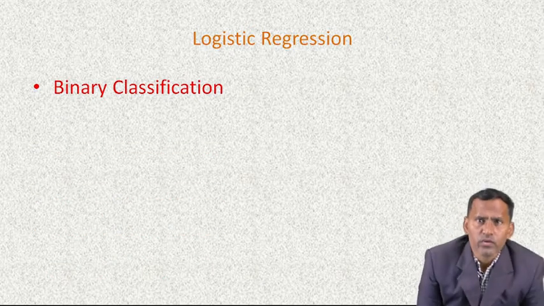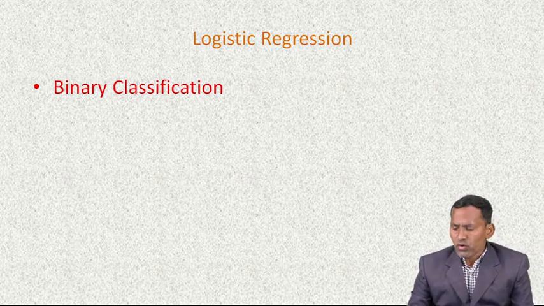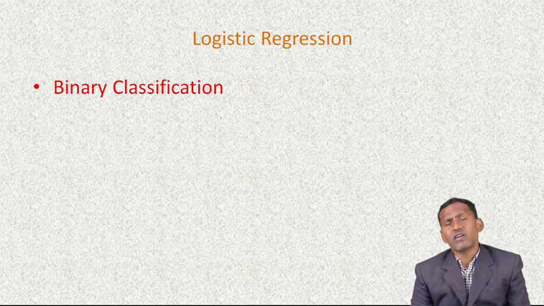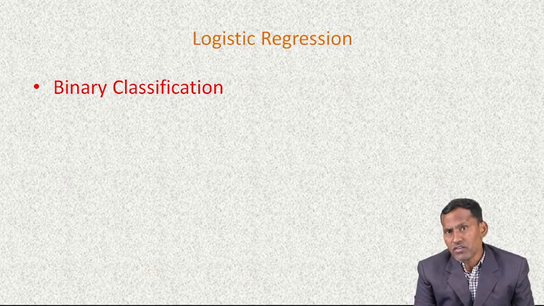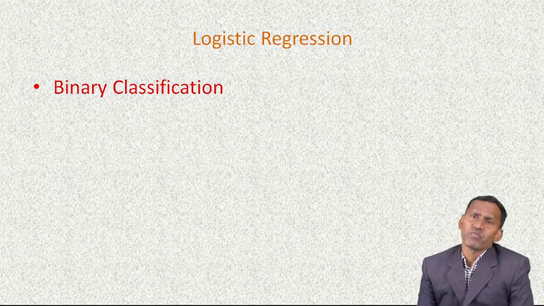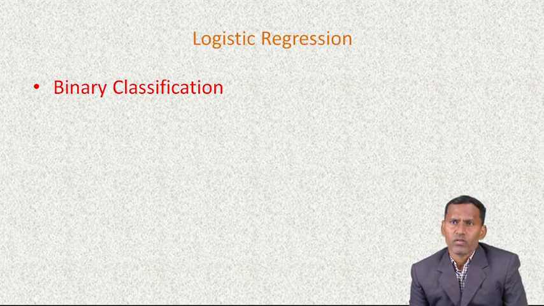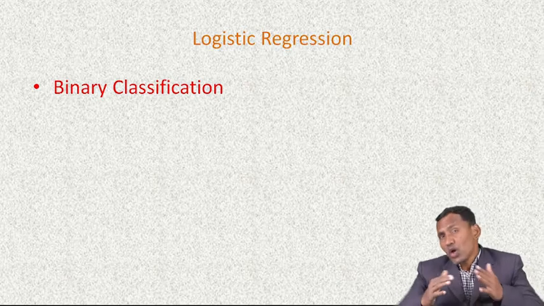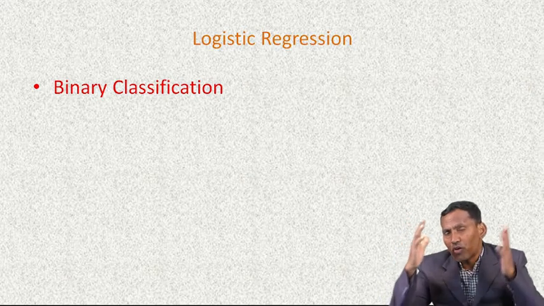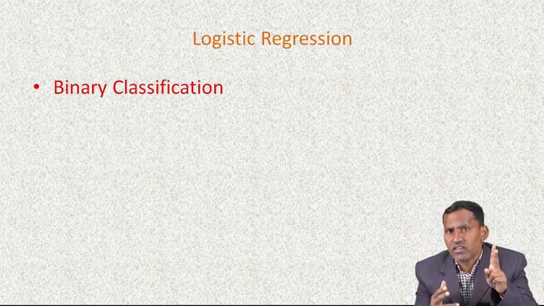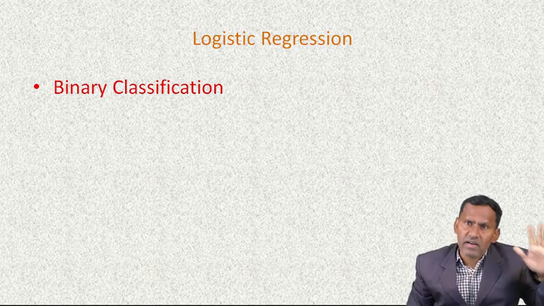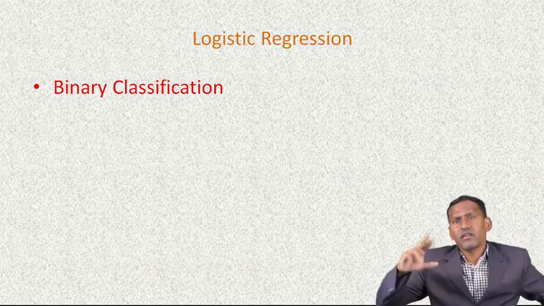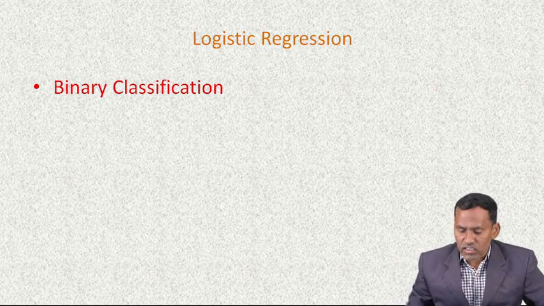As I told, there are two types, binary classification and multi-class classification. By using logistic regression, the output may be two classes or more than two classes. If the output is only two classes, that is called binary classification. If the output has more than two classes, then it is referred to as multi-class classification.